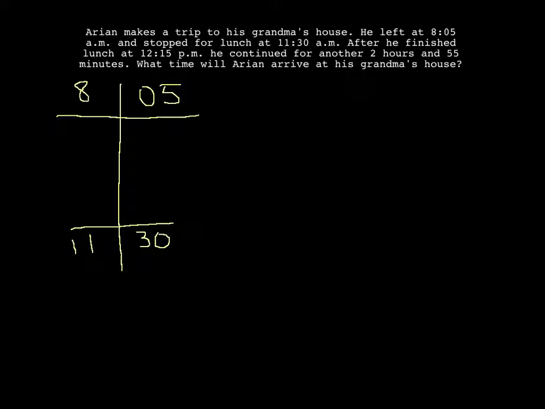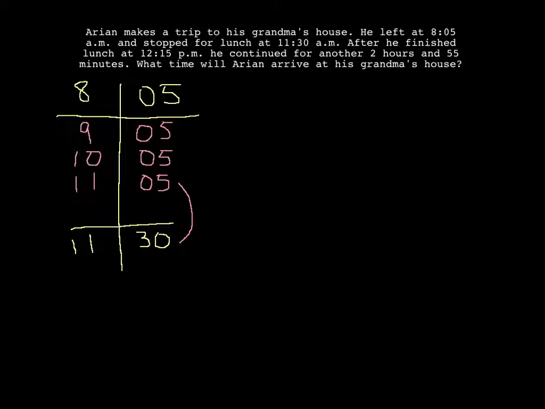Okay, I have my chart drawn. I need to go from 8:05 until lunch, so that was 11:30. So I'm going to go 9:05. I'm going to go 10:05, and I'm going by every hour here, and then I can still go to 11:05. Okay, but if I went to 12:05, that'd be while he's still eating lunch.